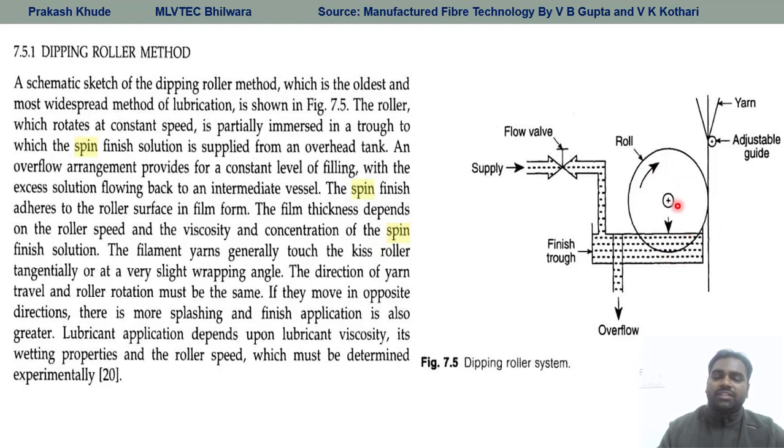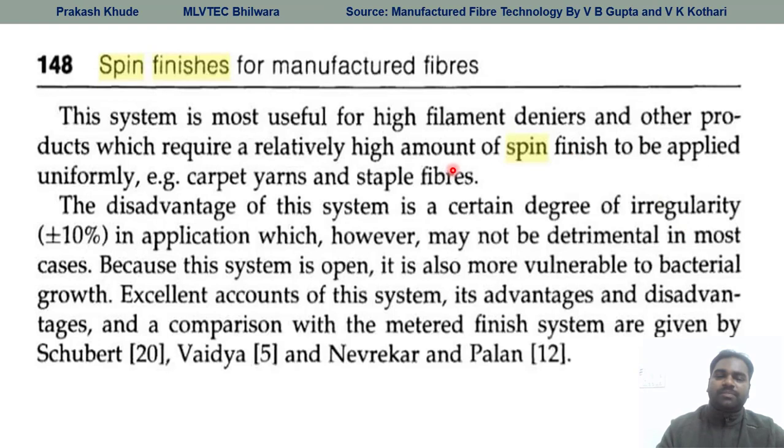The lubricant application also depends upon the lubricant viscosity, its wetting property and the roller speed, which must be determined. So this method is best suited for high filament denier and other products which require a high amount of spin finish to be applied uniformly, for example carpet yarns and staple fibers. This method is normally also called the kiss roll method. Now we have seen that this is a dipping roller method, which can be called a dipping roller method or kiss roller method.